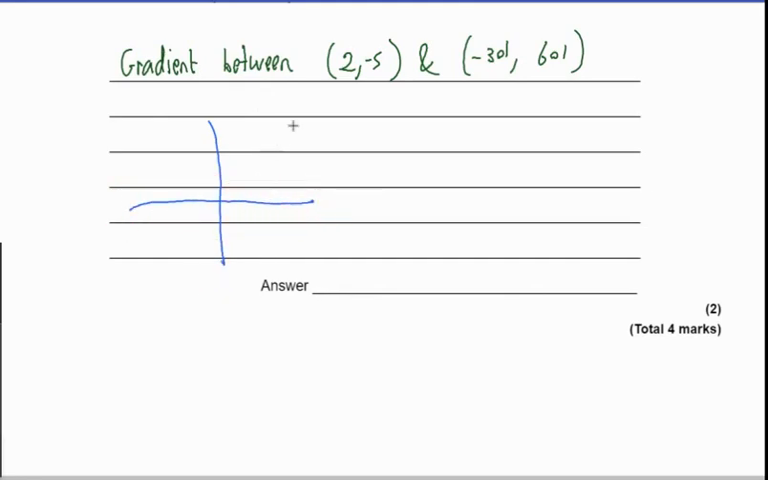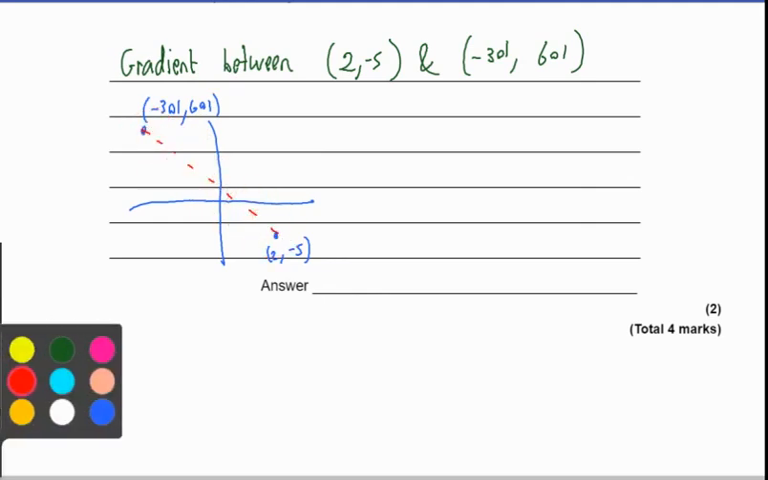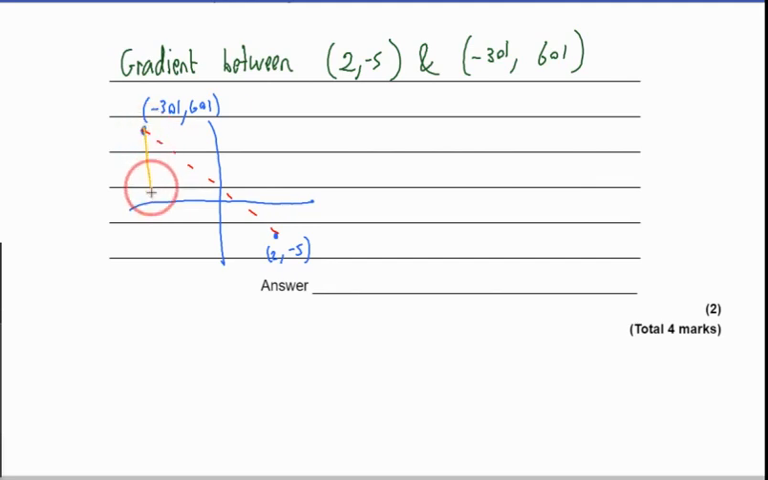So the point being, you've got (2, minus 5). It's approximate. Minus 301 is to the left, 601 is up. So again, this is not drawn to scale. Minus 301, 601. Then you've got back. And then we've got this and this. So we know the gradient should be the change in y over the change in x. So the change in y, oh, that is not a good color. Wow. What was I thinking? Change in y over the change in x.